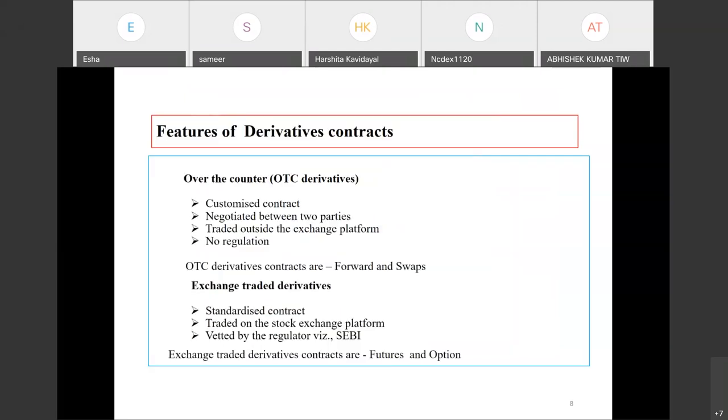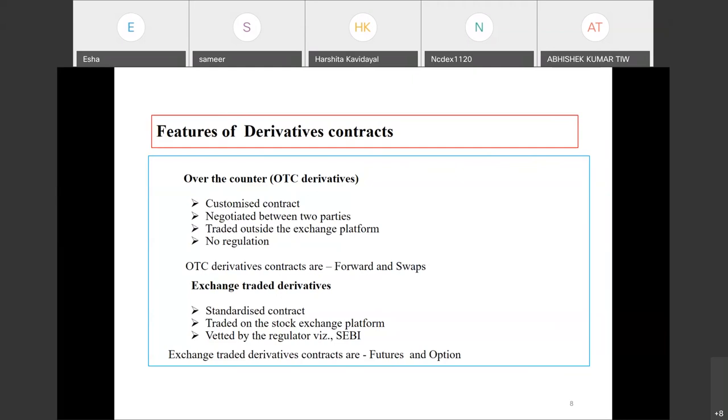Now, futures are a derivatives contract. For clarity on this aspect, we just compare it with OTC derivatives. There are two kinds of derivatives: one is OTC derivatives and the other is exchange traded derivatives. OTC derivatives do not have any regulation. It is a customized, tailor-made contract negotiated between two parties. These derivatives are traded outside the exchange platform.